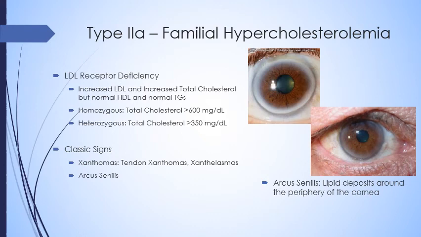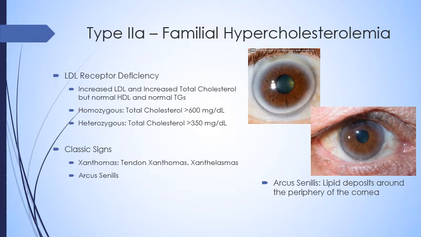Another big type of xanthoma is arcus senilis. So lipid deposits around the periphery of the cornea, and that's going to be the picture on the top left, and the picture on the bottom right, but there's a difference between these two things. The one on the top left shows a severe familial hypercholesterolemia. The picture on the bottom right is also arcus senilis, but it's the type of arcus senilis that you traditionally see in geriatric patients.